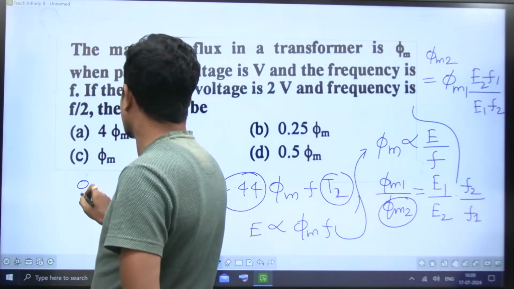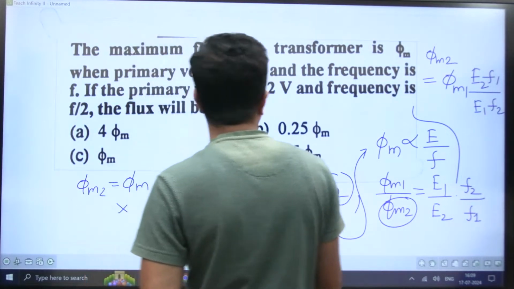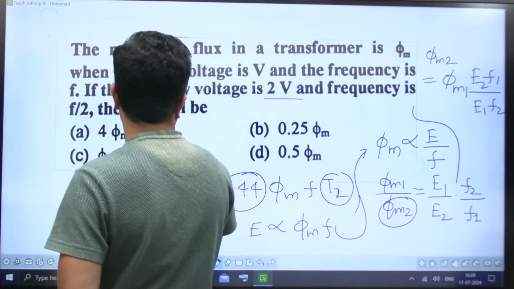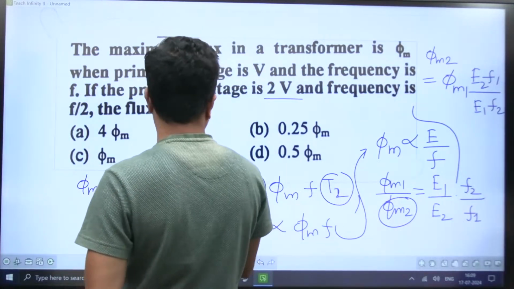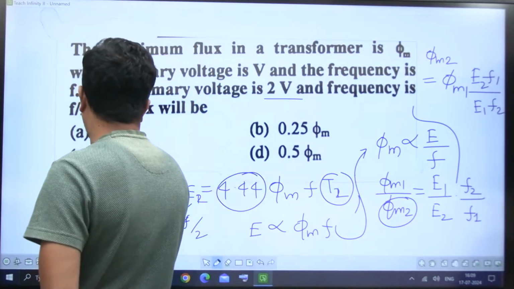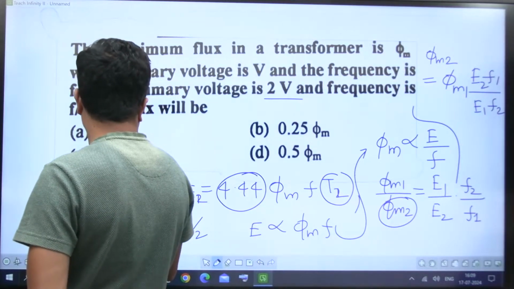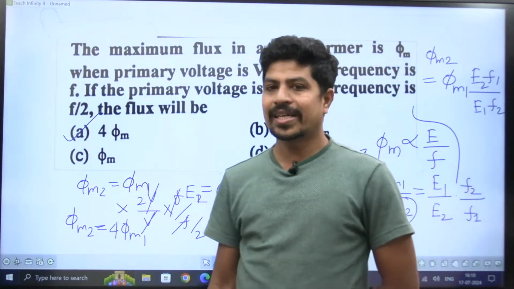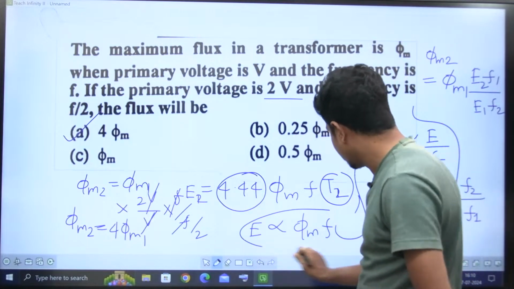Observe carefully. Φm1 is the Φm that was given, into E2. What is the voltage? 2V, divided by E1, which is V. The frequency f1 is f only, but f2 is f by 2. Therefore, Φm2 is 4 times Φm1. Option is A. That is just simplification. Once you understand this relationship, after that it is only simplification.